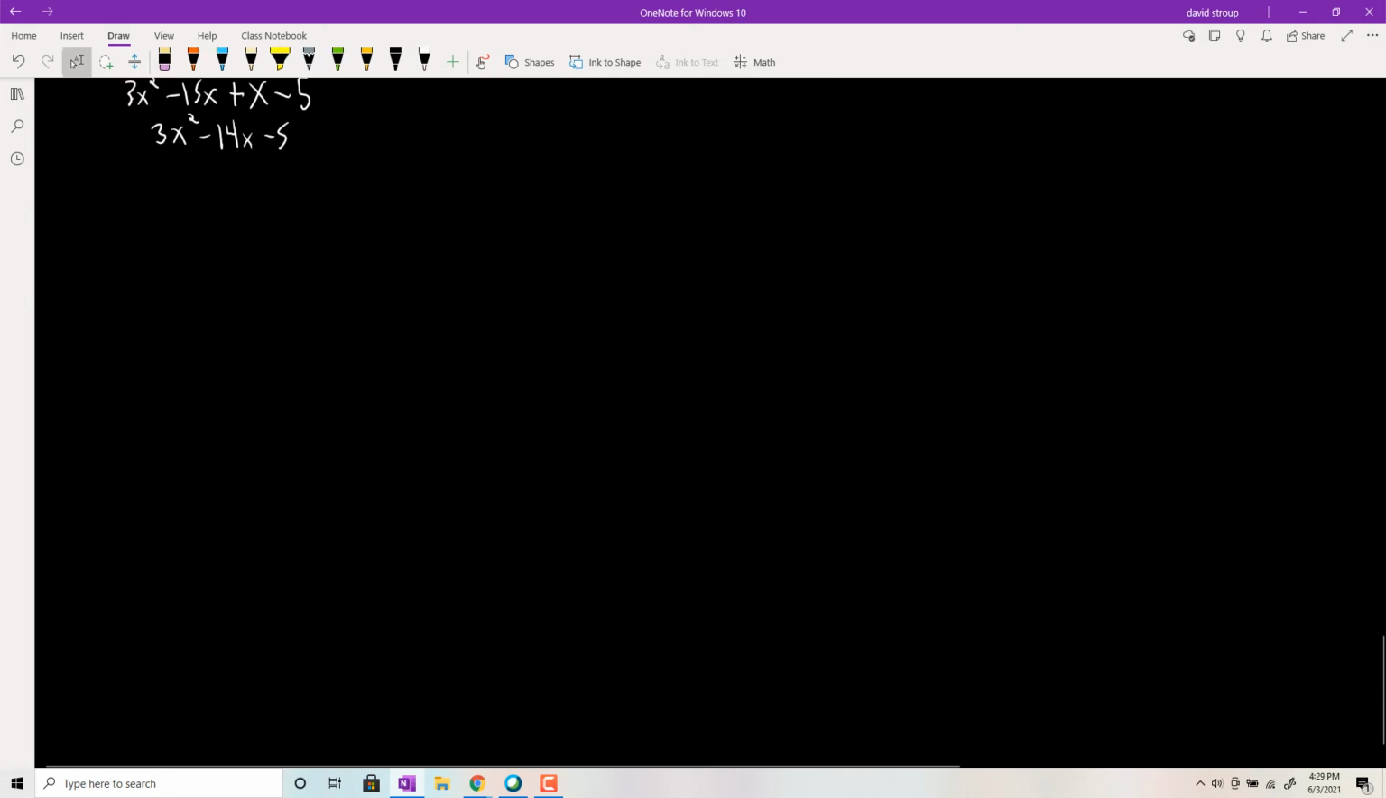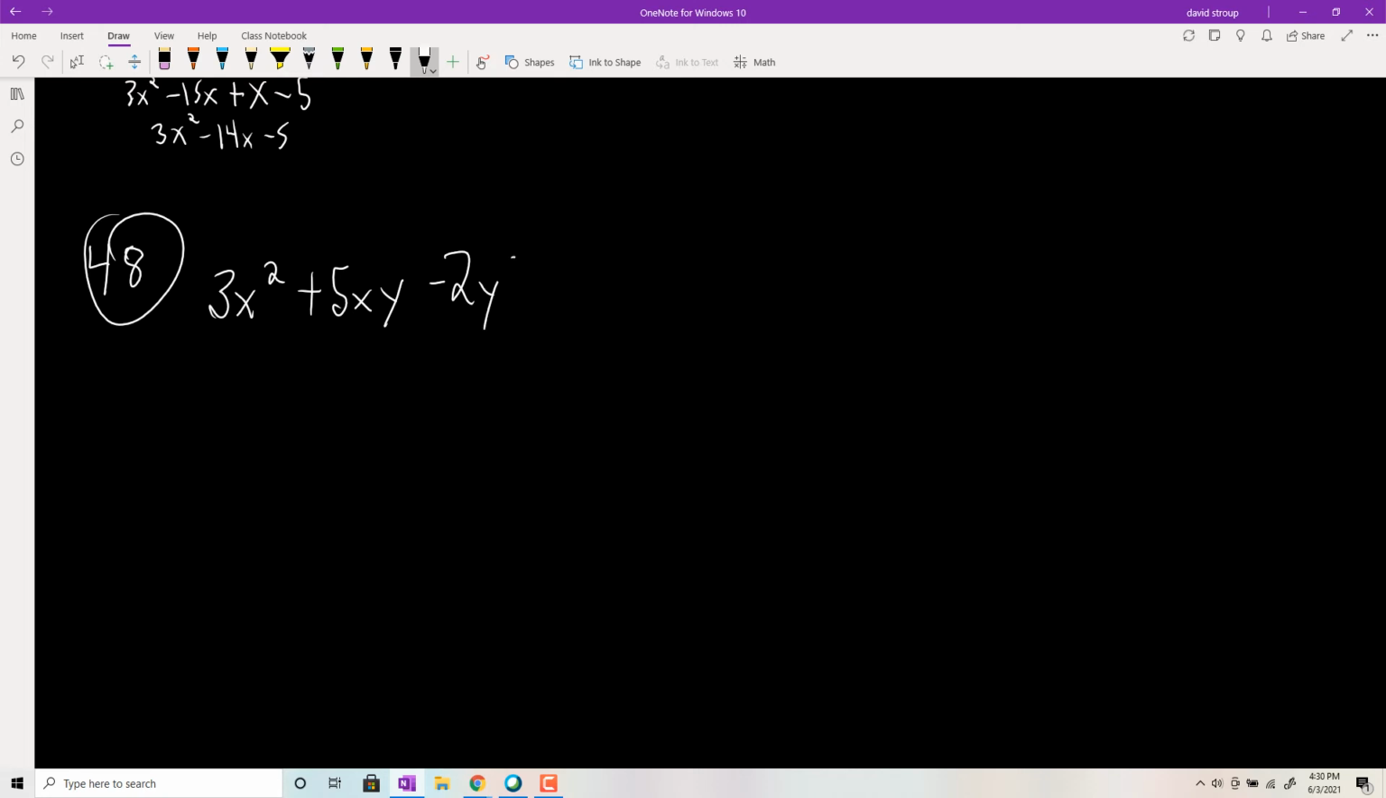Oh boy. Okay, let's maybe skip ahead a little bit. Let's look at 48. And I'll probably put 5 or 6 of these on the test of this type. This one's a multivariable version, so 3x squared plus 5xy minus 2y squared. Set up your parentheses. It's got to be plus minus, and then we start thinking about all the variations.